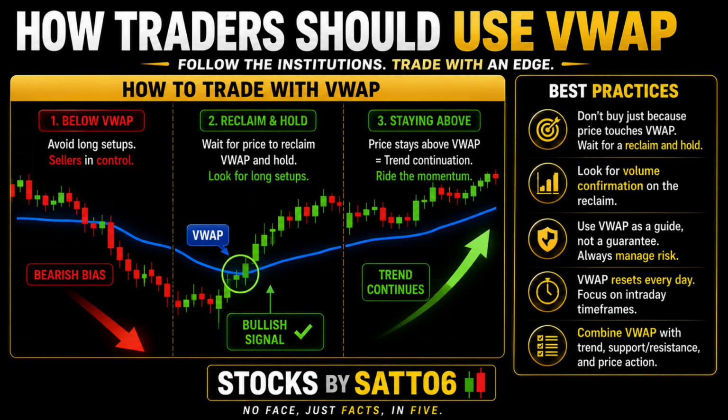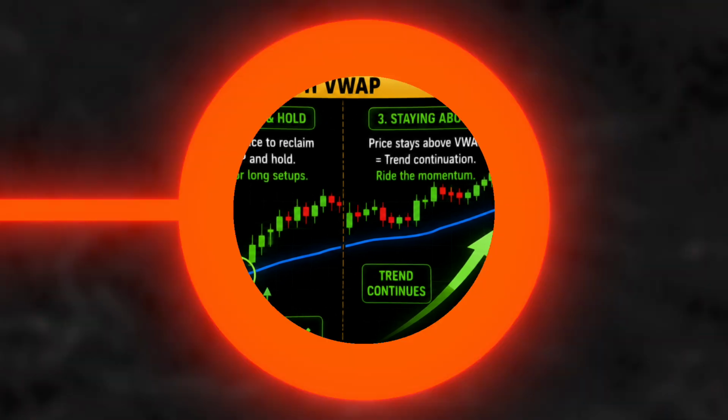The big takeaway is this. VWAP helps you identify the fair price of the day and shows which side may be winning. Above VWAP, buyers usually have the edge. Below VWAP, sellers usually have the edge. A VWAP reclaim can be a powerful signal, especially when price holds above it and momentum follows through.